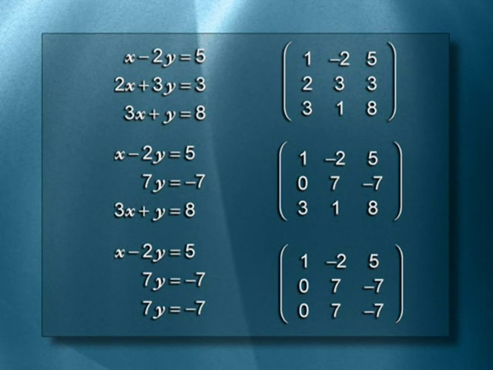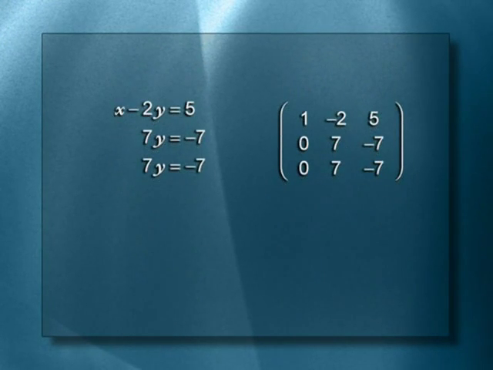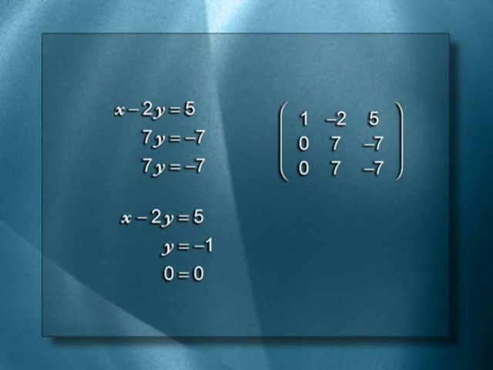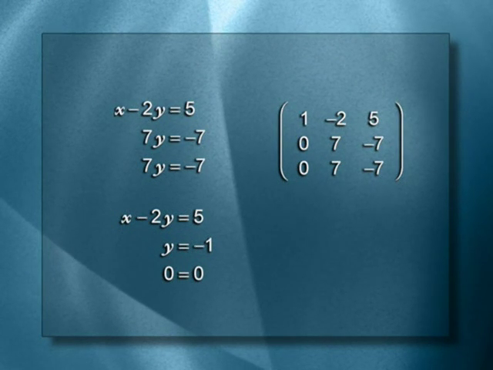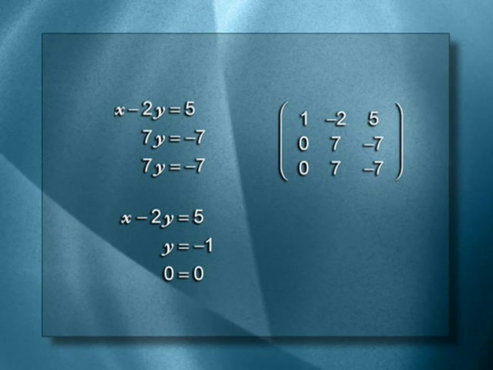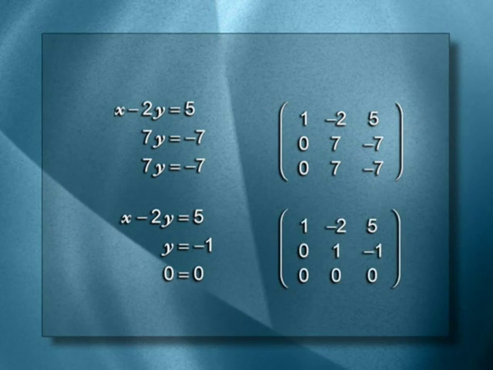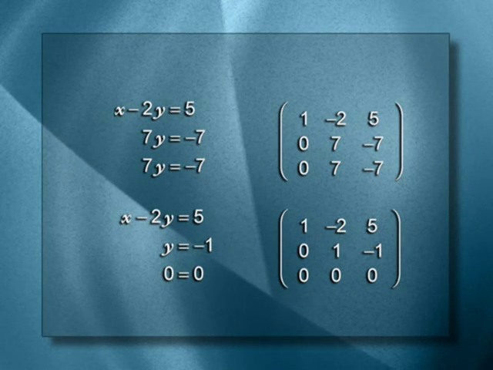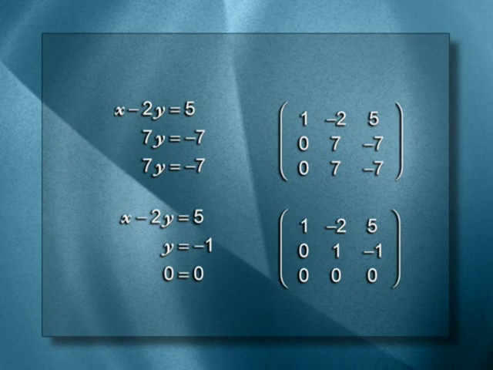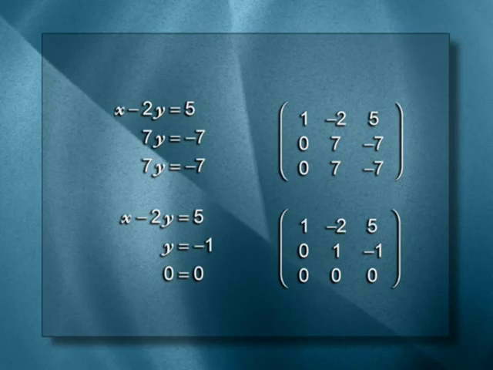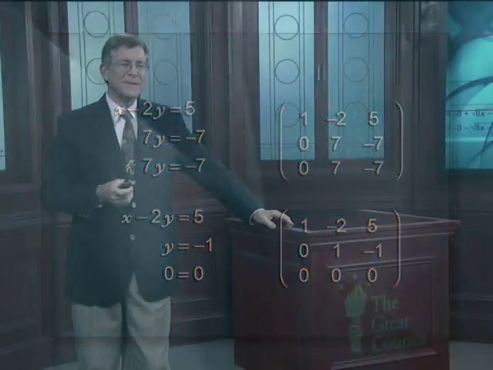Well, now what could you do? What would be the next step? Well, notice that the third and second equations are precisely the same. So you could add, say, minus 1 times the second added to the third. That eliminates the third equation. And you also could divide the second equation by 7. And so now our new system using variables is x minus 2y equals 5 and y equals minus 1, and then the trivial equation 0 equals 0. And over there in the matrix notation, you see that it precisely corresponds.